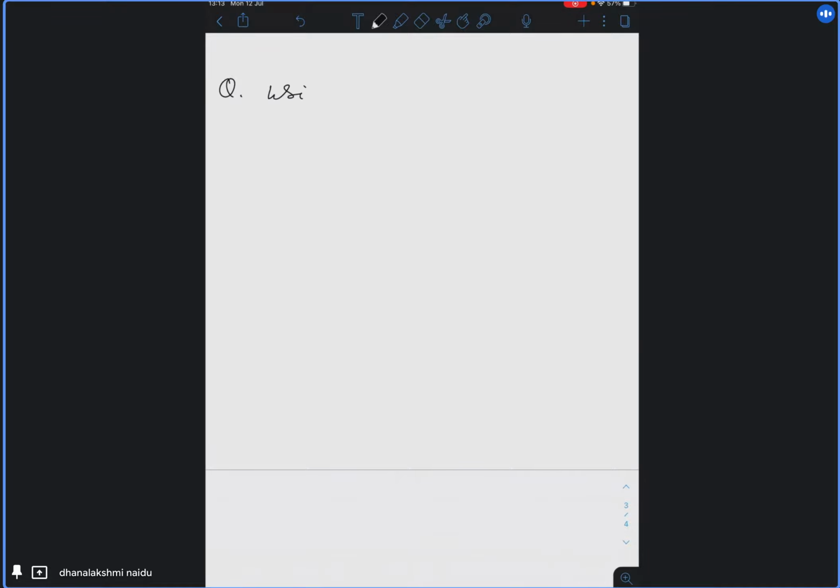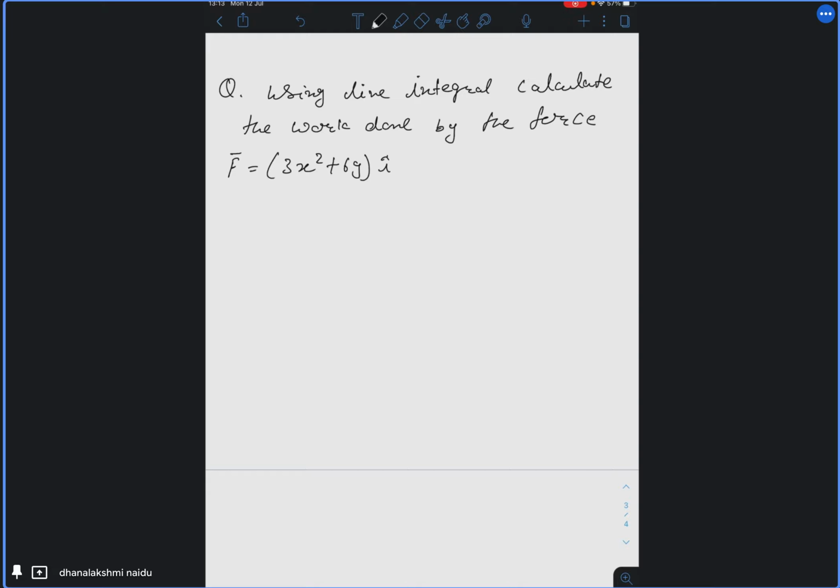So the question is, using the line integral, calculate the work done by the force. F bar is given here, which is (3x square plus 6y) i cap minus 14yz j cap plus 20x z square k cap.